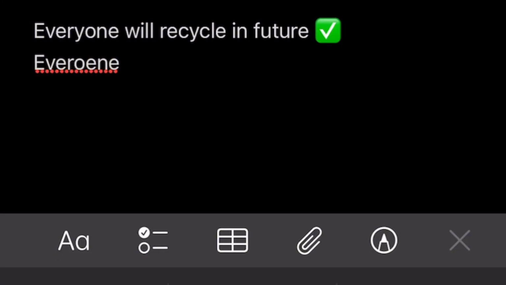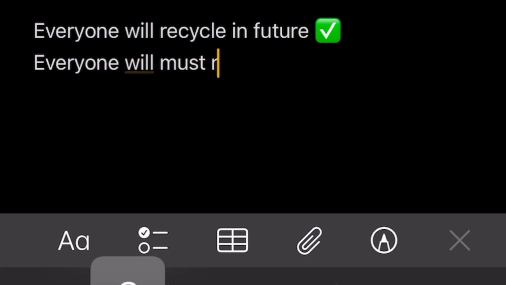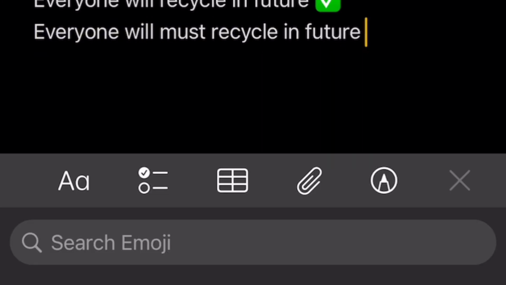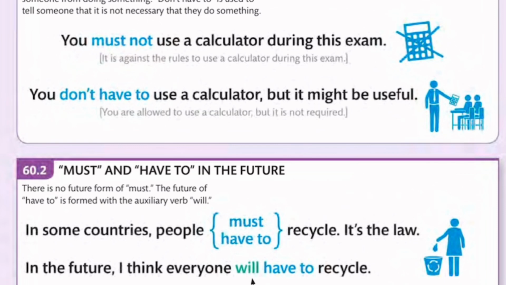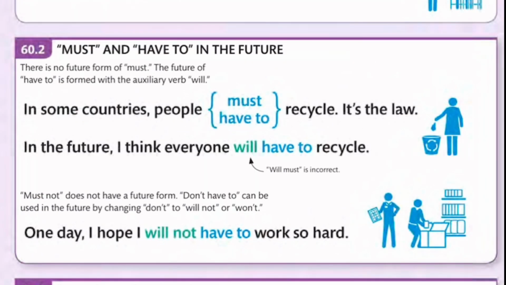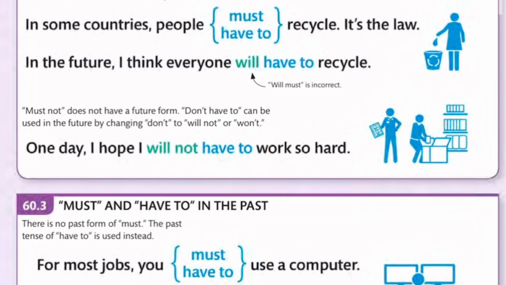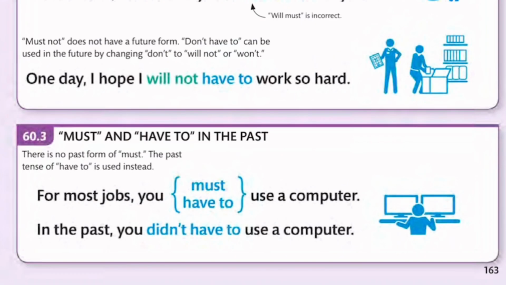Everyone will must recycle in future. That's wrong. Must does not have a future form. Must not also does not have a future form. Don't have to can be used in the future form. One day, I hope I will not have to work so hard. Not I hope I will not must work so hard. No.